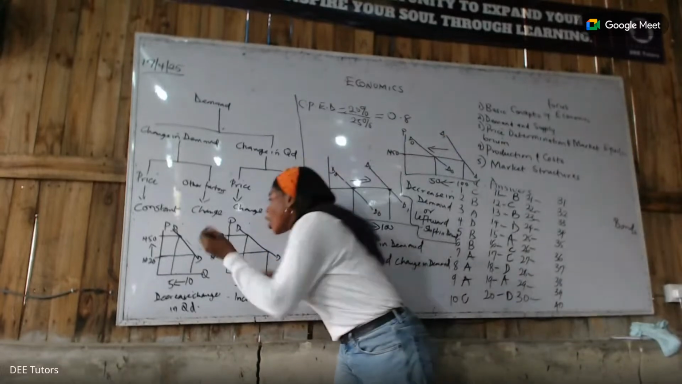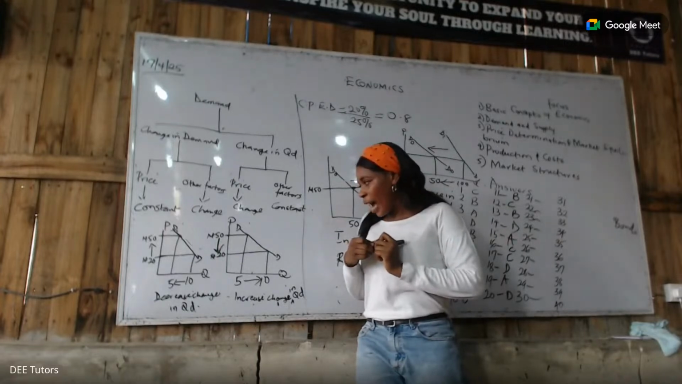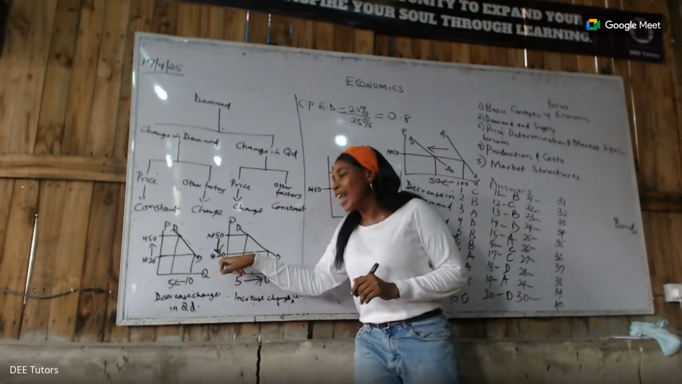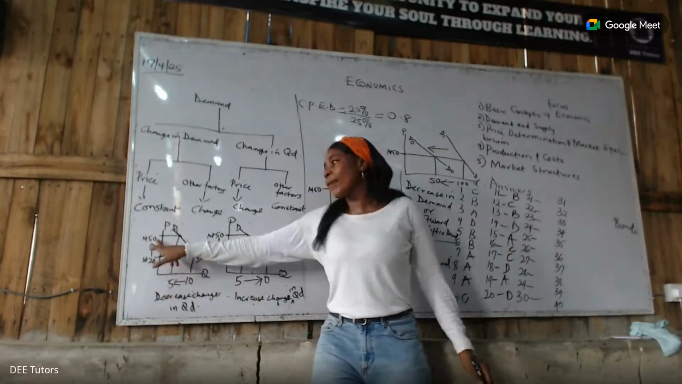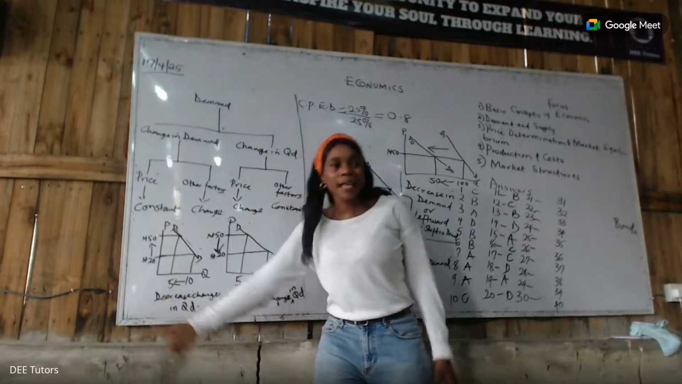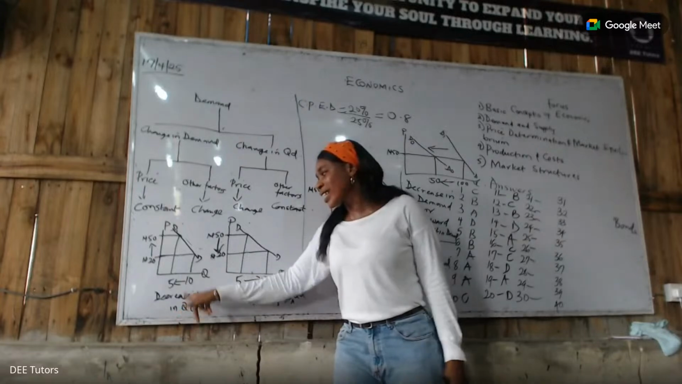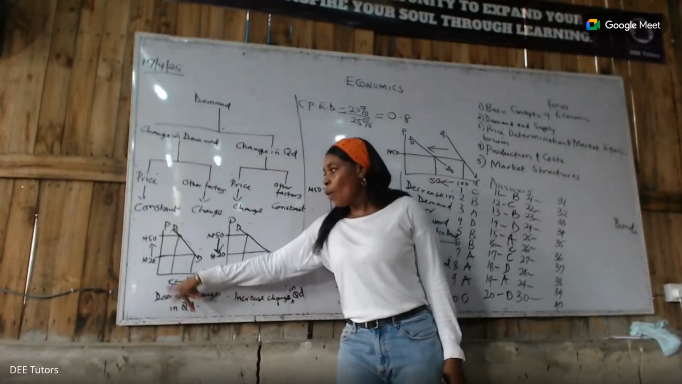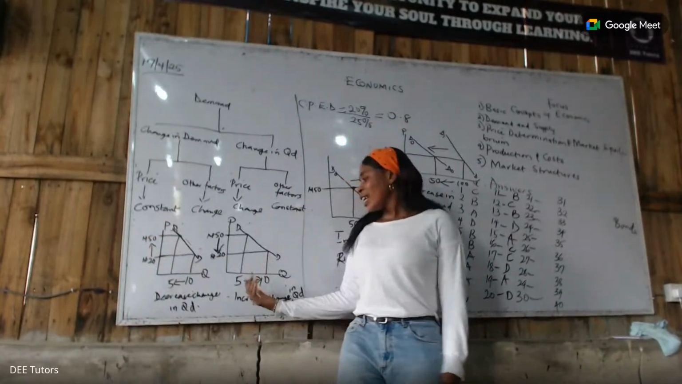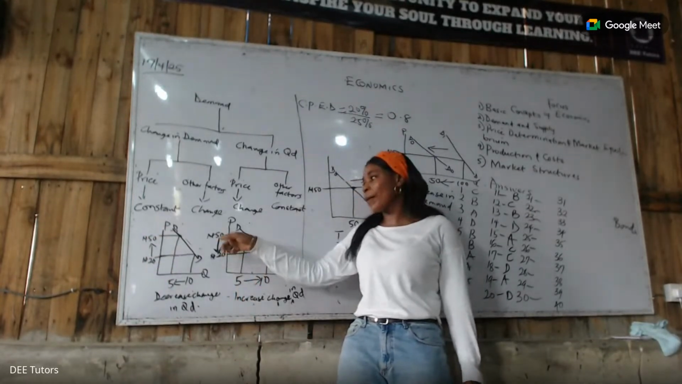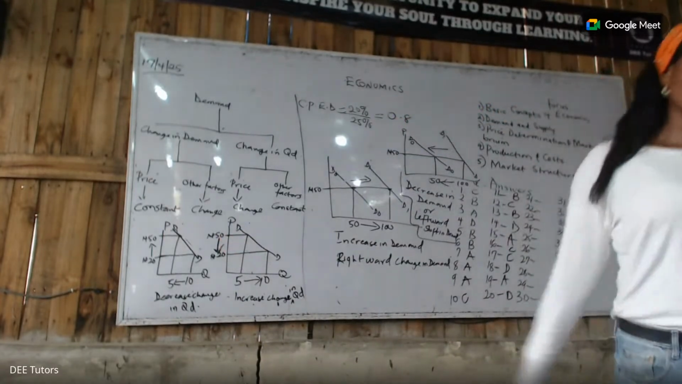So your arrow is going to come down. If your arrow is going down, it means I am demanding less, but if your arrow is going up, it means I am demanding more. That is why it is a decrease in quantity demanded, from 10 to 5, when the price goes from 20 to 50. But here, the quantity demanded increased because the price has gone down.